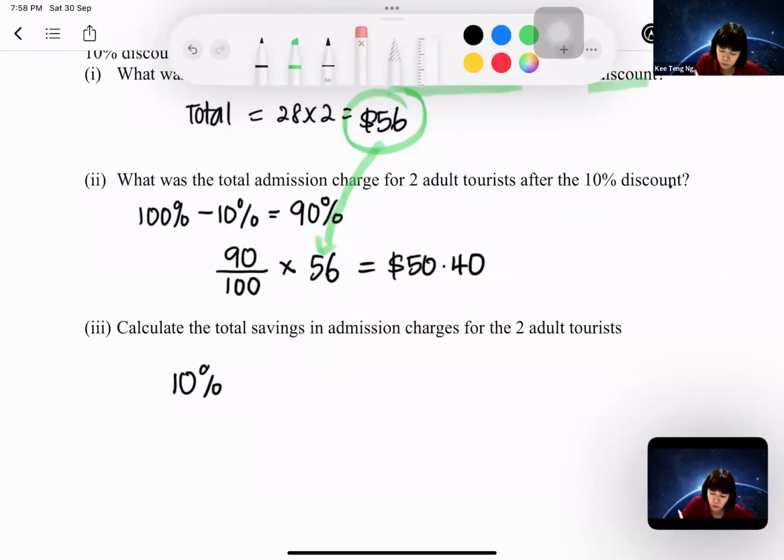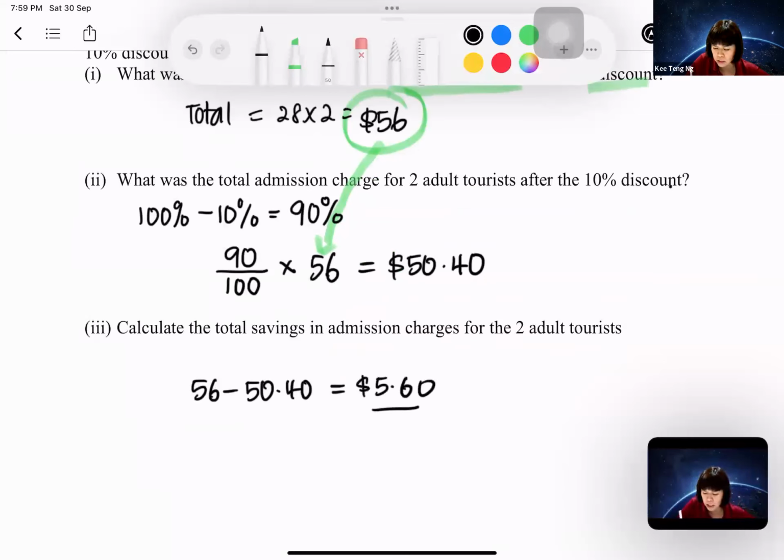So no need to do that also can. You can take your total $56 minus 50.40, you can get your $5.60 is the total savings for 2 adult tourists. Okay? Is this okay? This one easy lah, huh?